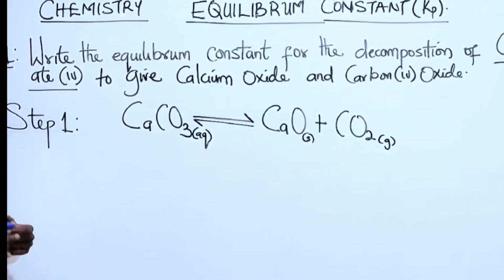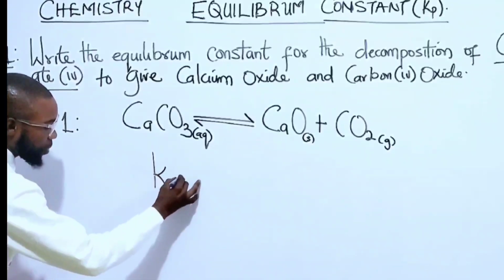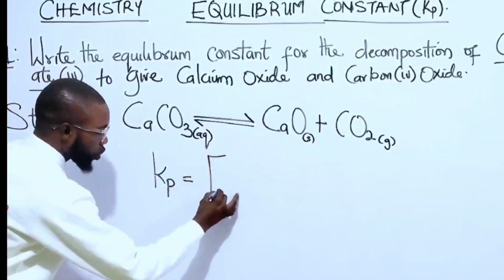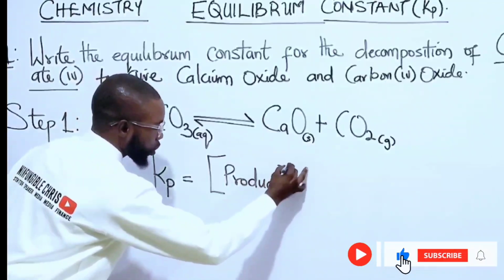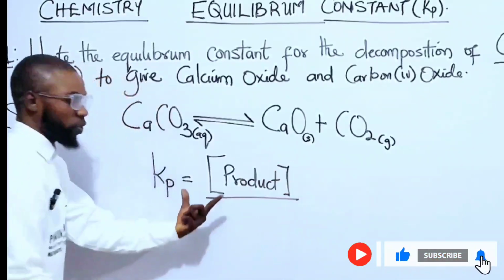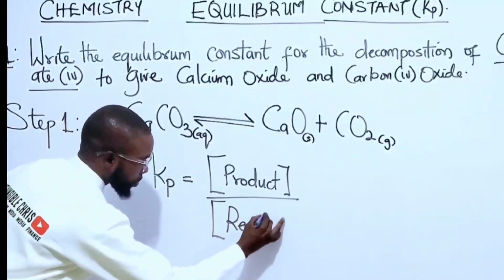And then step 2, we form our equilibrium constant formula. In the equilibrium constant formula, we said that Kp is the concentration of the product, the ratio of the concentration of the product to that of the reactant.